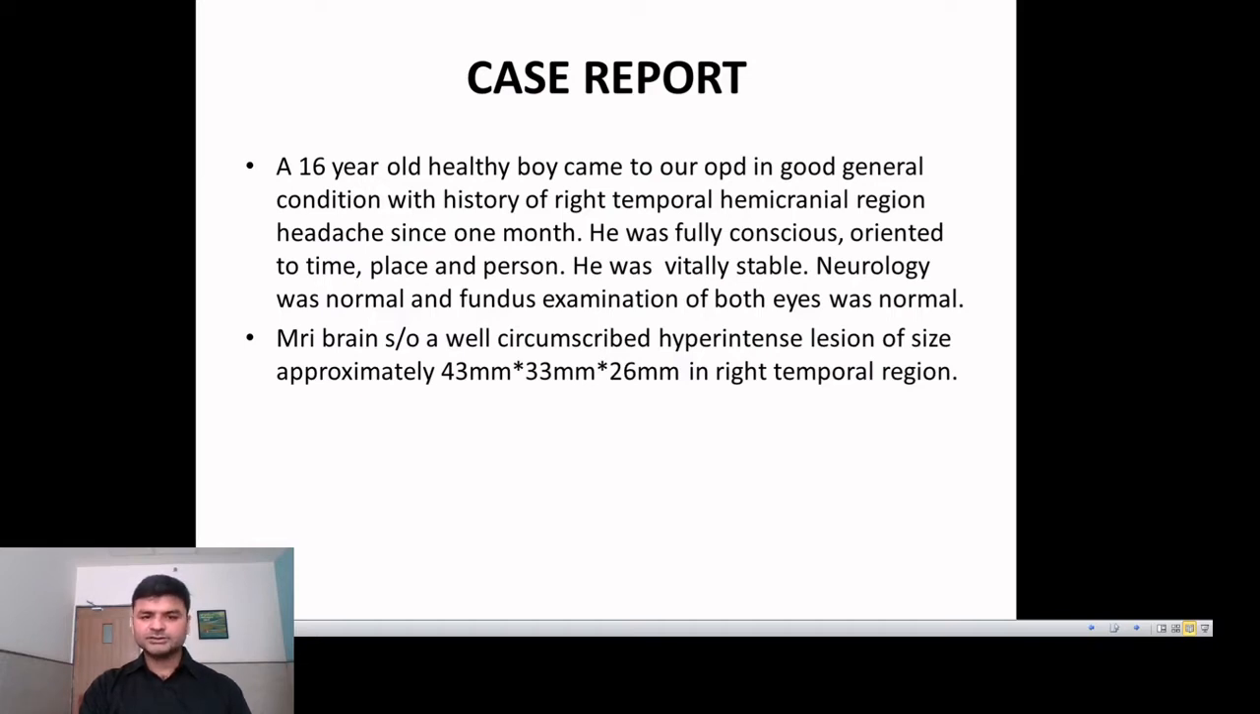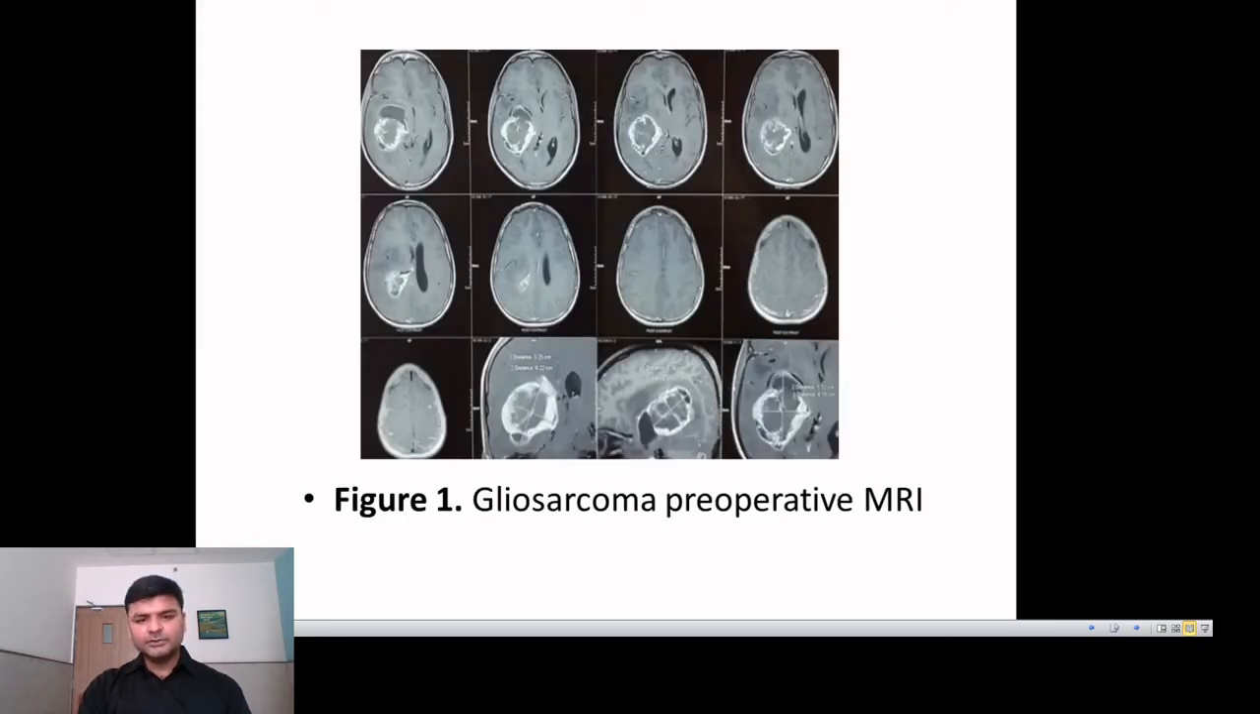MRI brain suggested a well circumscribed hyperintense lesion of size approximately 43 x 33 x 26 mm in the right temporal region. This is the MRI image of this patient. As you can see, there is a lesion. This is a post-contrast MRI image of the patient's brain. This is the lesion, which is nicely demarcated, and the measurements are mentioned.